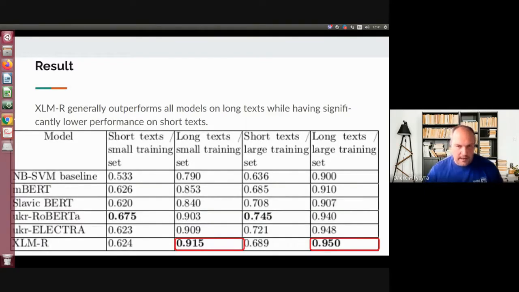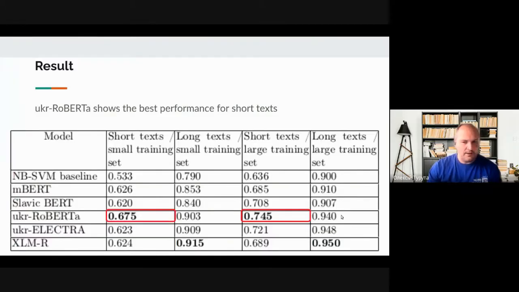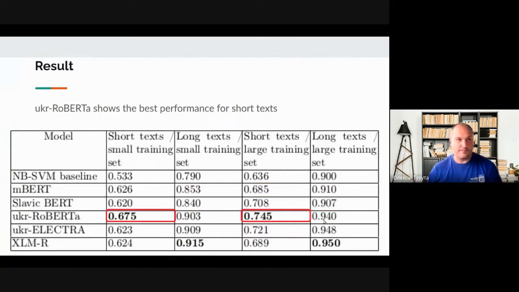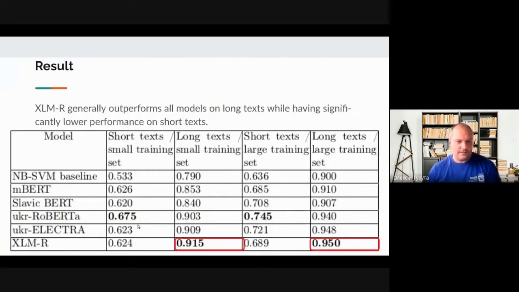So if we compare long text and a large training set, Roberta has a result in one divided by 100. So it's a very small difference for a large difference of model. Yes, you're right.